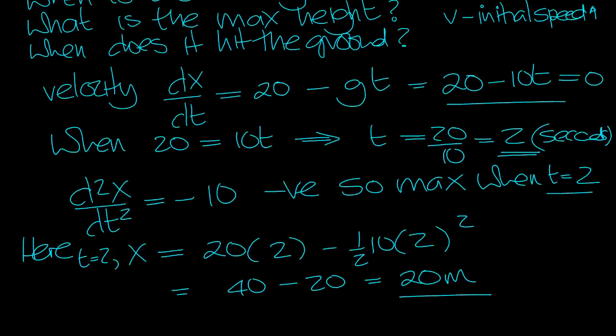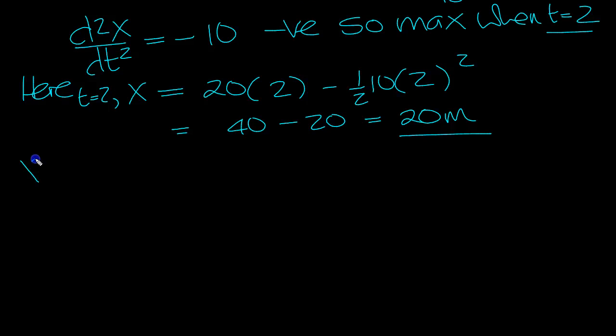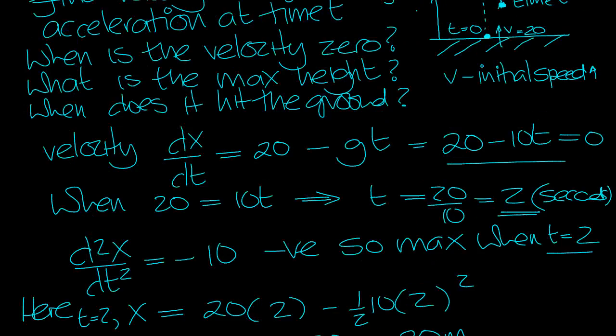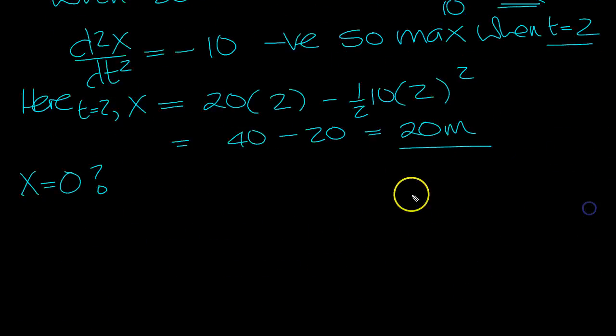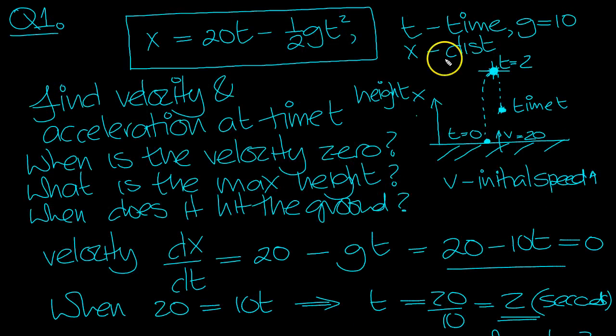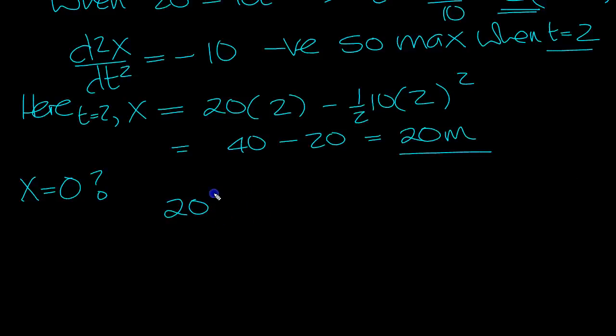What about when does it hit the ground? Well, when does x equal 0? Let's look at that then, because that's when it hits the ground, when the distance is 0 away from the ground. Either here it hits as in it's just there to start with, and it really does hit it when it comes back down, doesn't it? 20t minus half gt squared. 20t, wasn't it? Yeah, minus a half gt squared. Half g, half of 10 is 5. T squared, when does that equal 0?